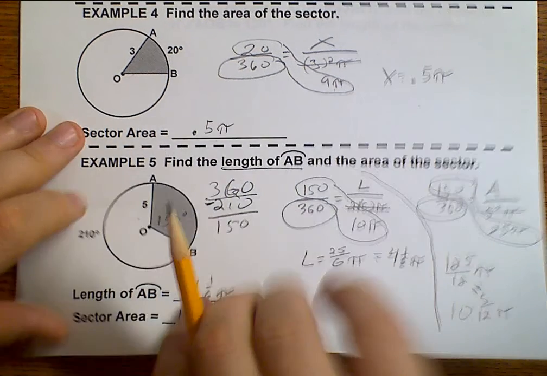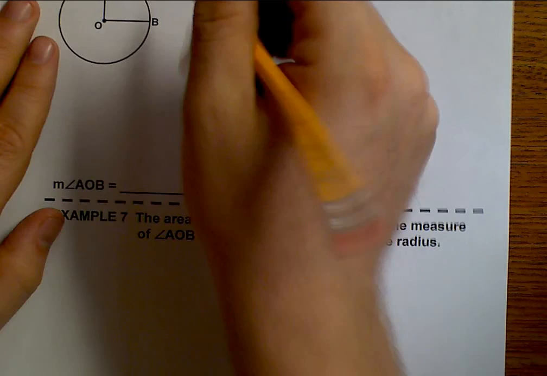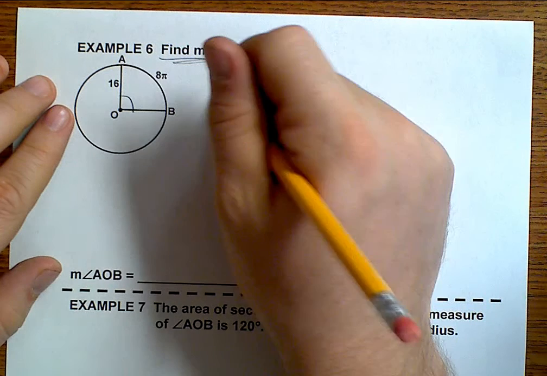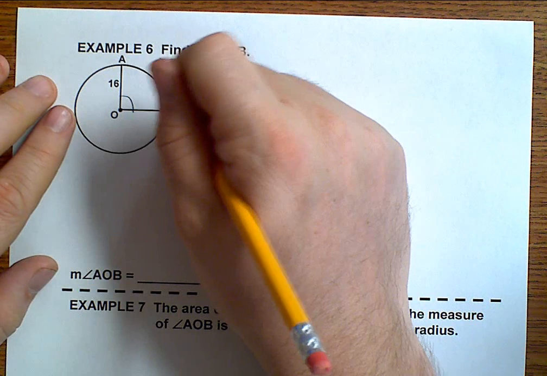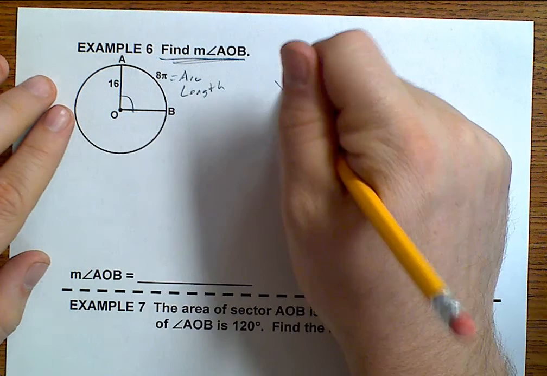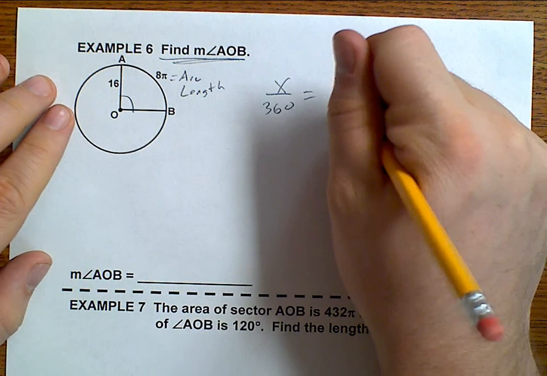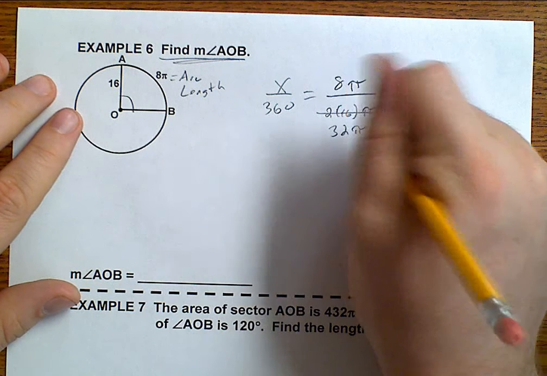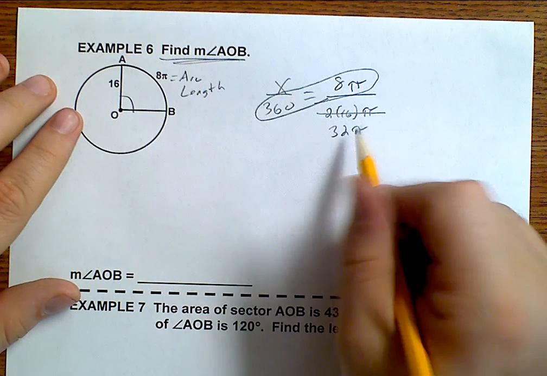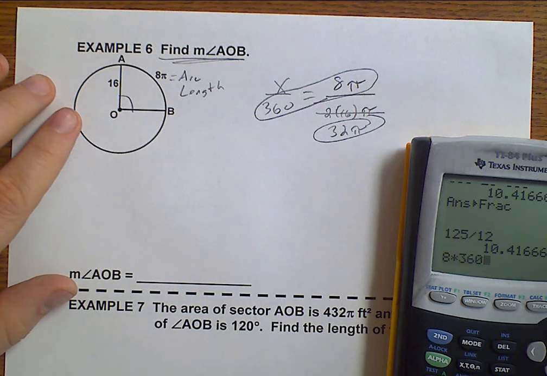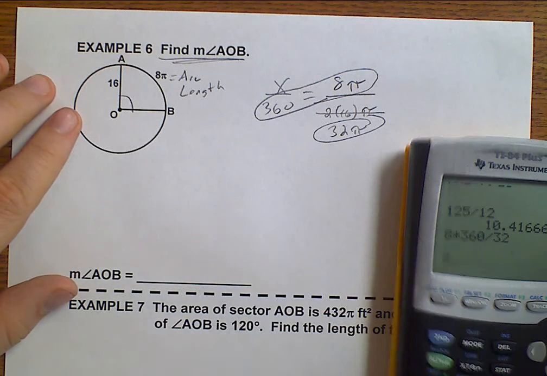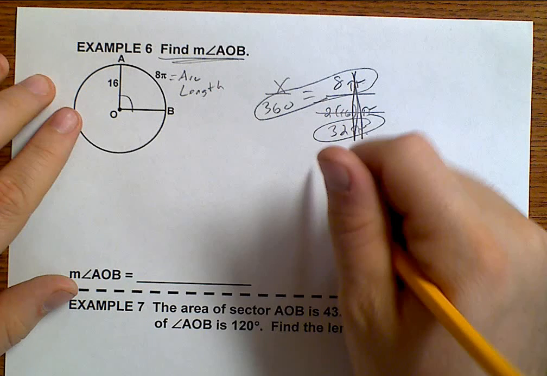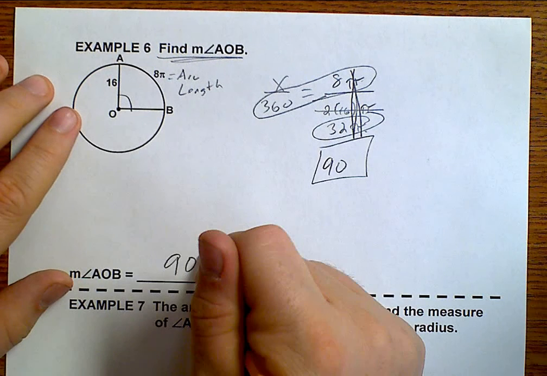Let's go ahead and take a look at example number 6. Here we want to find the measure of angle AOB. It tells me my arc length is pi squared. So x over 360 equals my arc length over 2 times 16 pi, which is 32 pi. We cross multiply and divide. 8 times 360 divided by 32 is 90. Now this time we had pi divided by pi, which cancel each other out, so it is just 90. So this is a 90-degree arc.